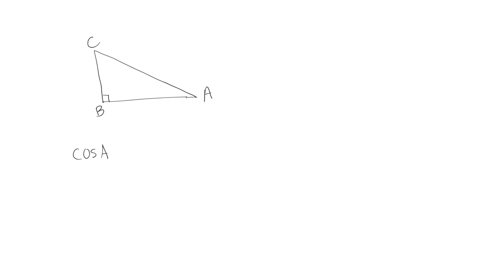So if we're trying to find the cosine of A, what we need to do is go over to this angle A and think about the sides that are touching that angle, that are creating the angle. One of those sides is going to be the hypotenuse, and I know that's the hypotenuse because it's across from the right angle. And the other side is the adjacent.